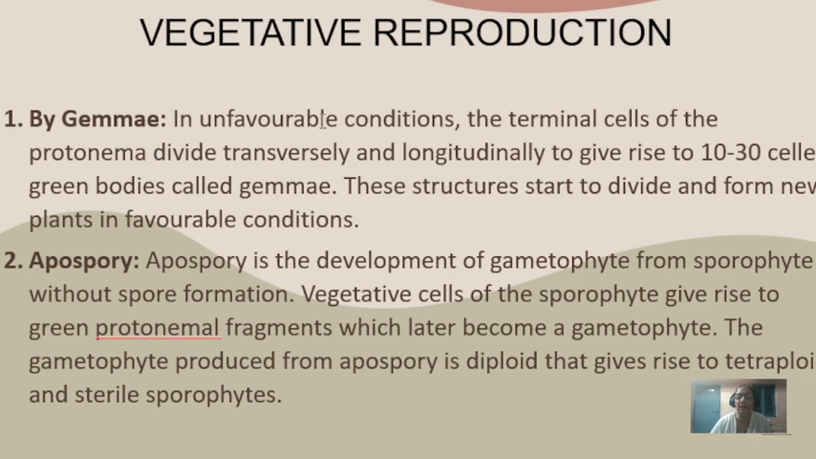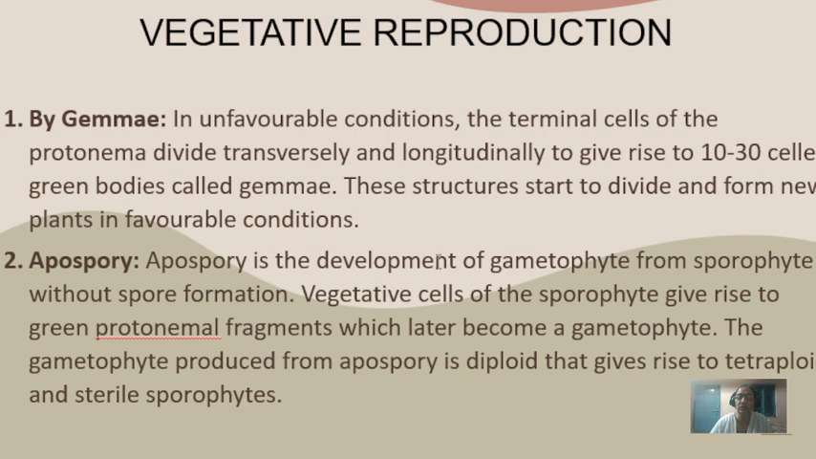In unfavorable conditions, the terminal cells of the protonema divide transversely and longitudinally to give 10 to 30 cell green bodies called gemmae. These structures start to divide and form new plants in favorable conditions.